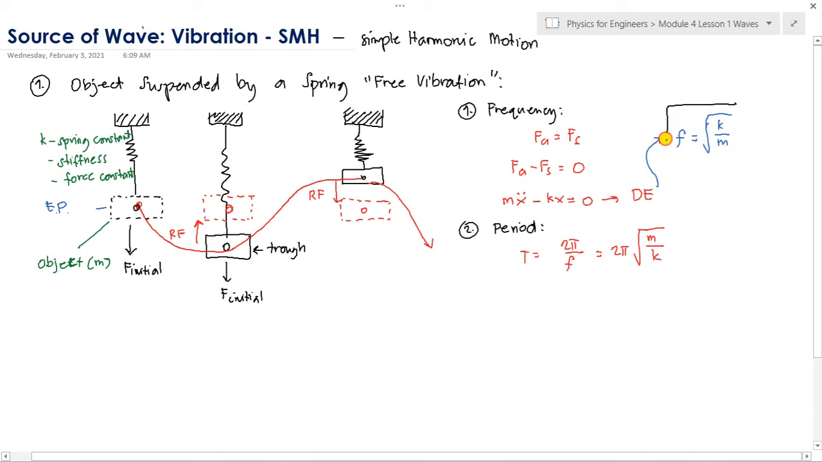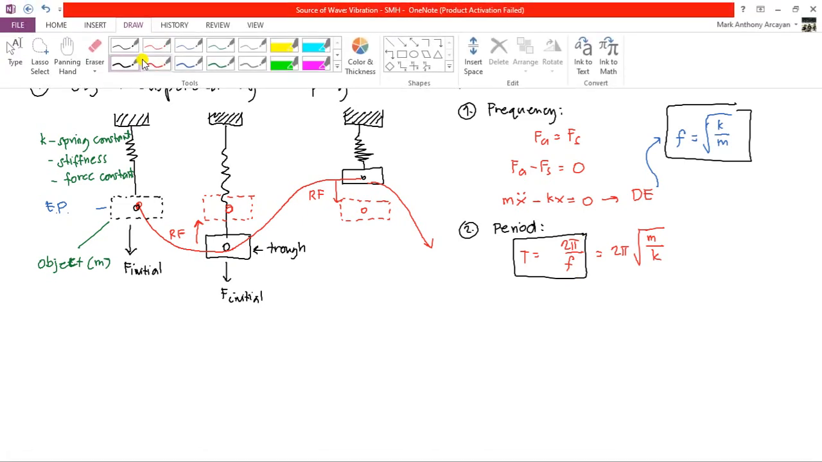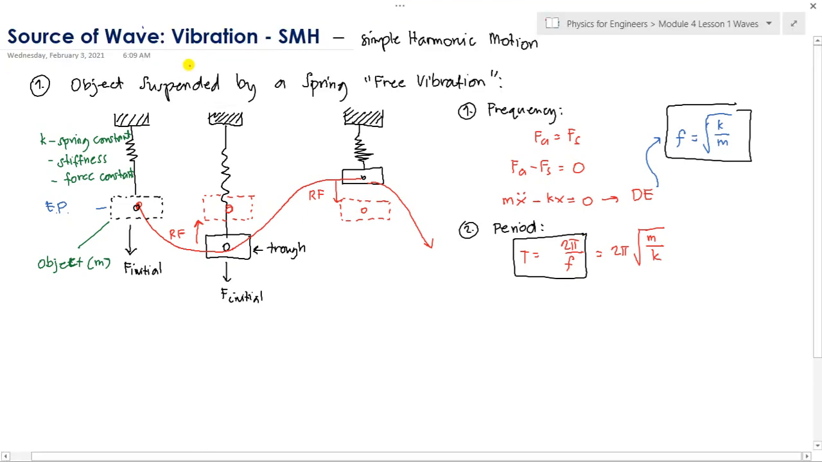So this one is the frequency, and this one is the period. The units for frequency are revolutions per second. If you want to change it into cycles or revolutions, just convert: one revolution is 2 pi radians. The period is automatically in seconds by unit analysis. So that is the object suspended on a spring.